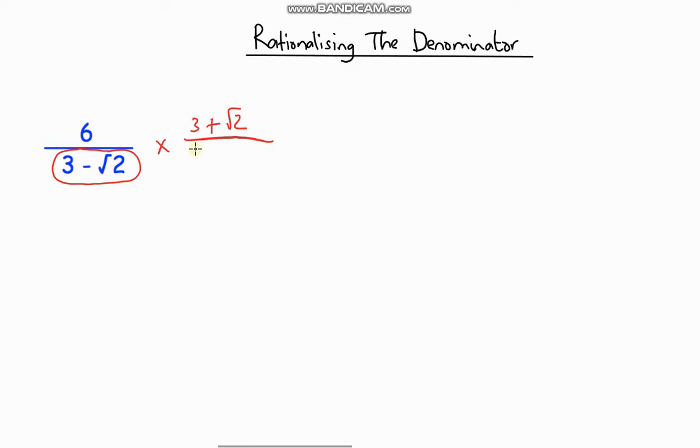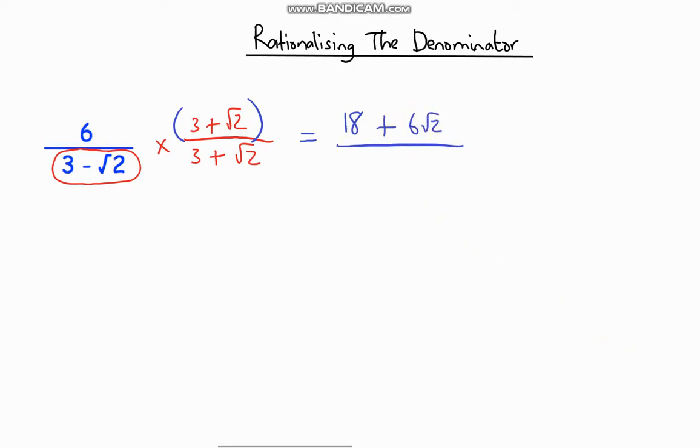And obviously I'm going to do the same to the denominator. And again, I'm not changing the value of my expression because I'm just multiplying by 1. Okay, but hopefully when I multiply this out, you'll see that this gets rid of this irrational number. So let's have a look at the numerator first. So 6 times this expression. So if we expand the brackets, 6 times 3 gives us 18. 6 times root 2, that gives us 6 root 2.